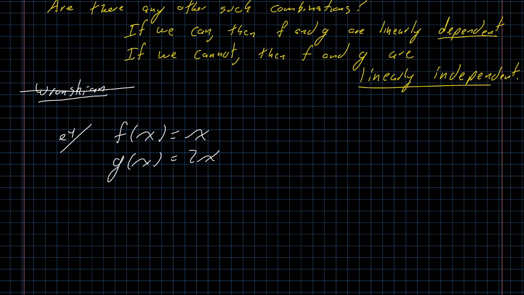So let's just jump in with an example. f of x is equal to x, g of x is equal to 2x. And we want to see if these two functions are linearly independent or not. Well, the general rule is we have some a times f of x plus some b times g of x is equal to 0. And that's more complicated than I would like. So I'm going to rearrange this equation by dividing both sides of the equation by a.